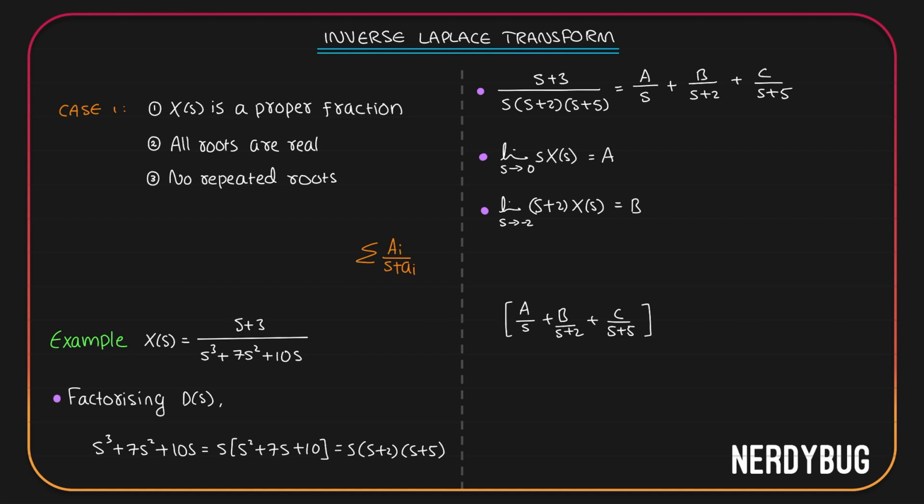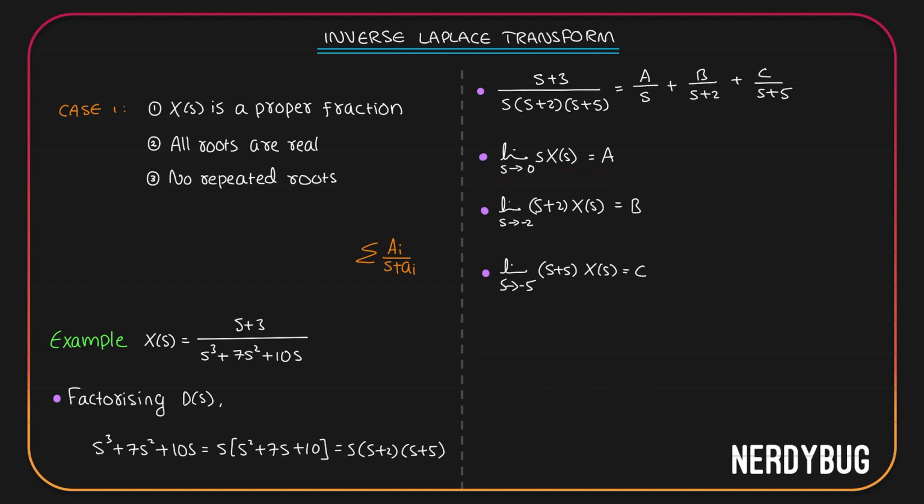I'll be multiplying it with the denominator corresponding to c, that is s plus 5. Then this will become a into s plus 5 by s, b into s plus 5 by s plus 2, plus c. Now here the value I am going to give for s will be minus 5. So that s plus 5 here will become 0, s plus 5 here will become 0. So I get 0 plus 0 plus c. So to get c, all I have to do is take x of s, multiply it with s plus 5, then apply the limit s tends to minus 5. This will be equal to c.